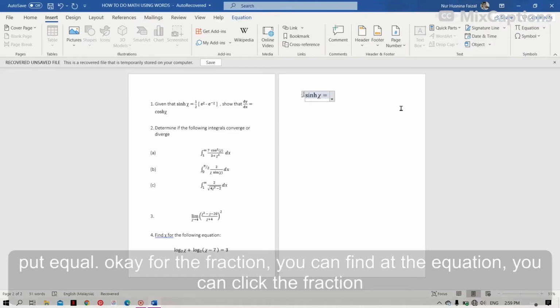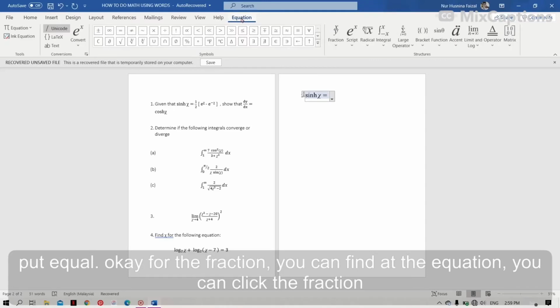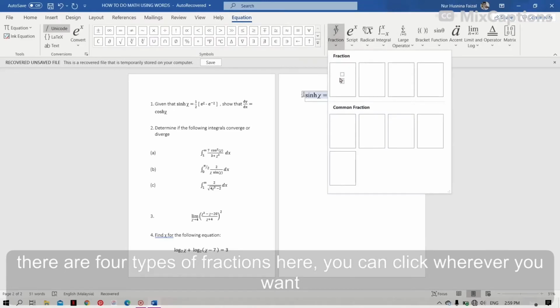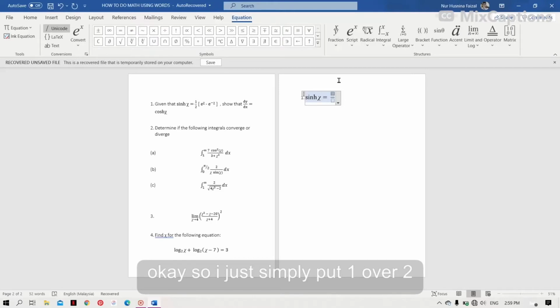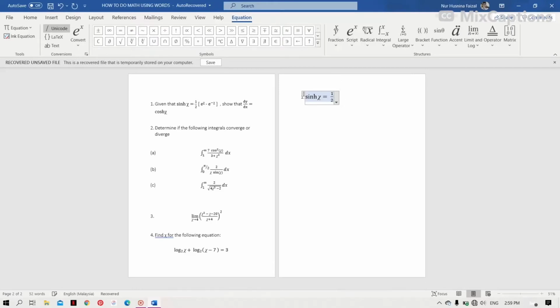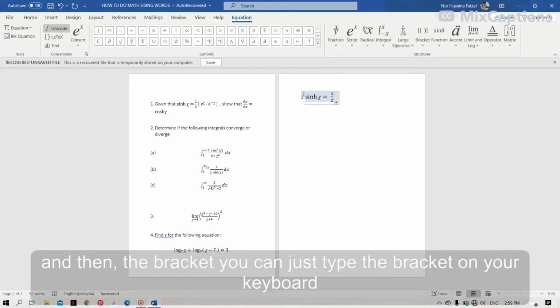Okay, for the fraction, you can find it in the equation, you can click the fraction. There are 4 types of fraction here. You can click whichever you want. For me, I choose this. Okay, so I just simply put 1/2. Okay, and then the bracket. You can just type the bracket on your keyboard.